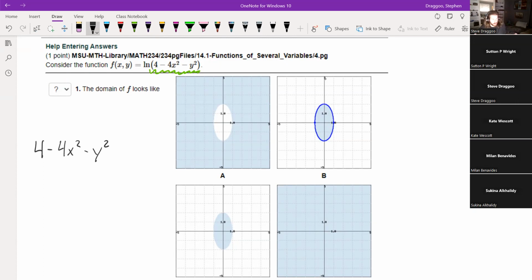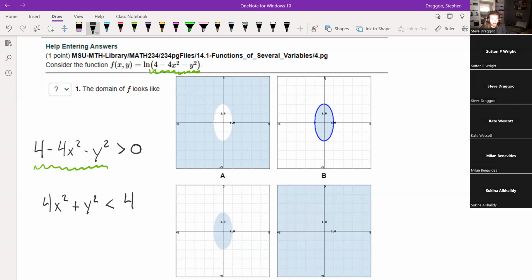Because I'm taking the natural log of that thing, I need to be aware of what kind of things I'm allowed to plug into a natural log. If we think back to our algebra days, I know that I am only allowed to take logs of positive numbers, meaning that anything that gets plugged into that natural log must be greater than 0. So I'm going to solve that inequality to figure out what my domain should look like, and I'll put it in a form where I can more easily recognize the equation. Probably something like 4x squared plus y squared is less than 4.